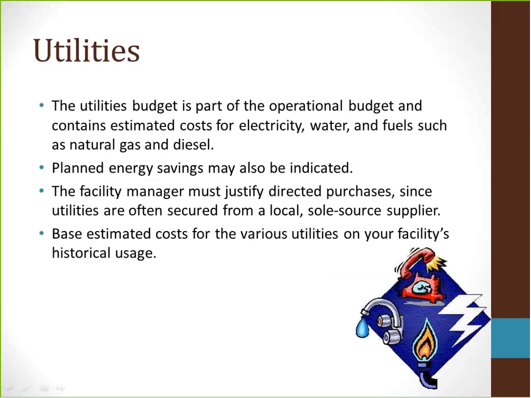The utilities budget is part of the operational budget and contains estimated costs for electricity, water, and fuels such as natural gas and diesel. Planned energy savings may also be indicated. The facility manager must justify directed purchases, since utilities are often secured from a local, sole source supplier.